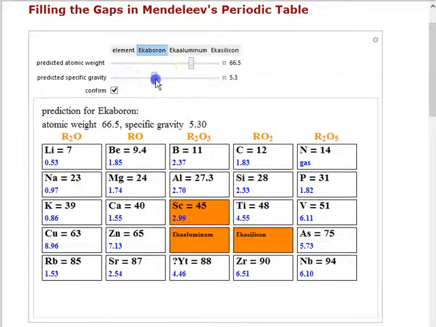Okay. And I'm going to let this confirm go. Go to Eka aluminum and confirm. Now, what we did, so as you can see that this worked out for the atomic weight, but not so much for the specific gravity. You see that?